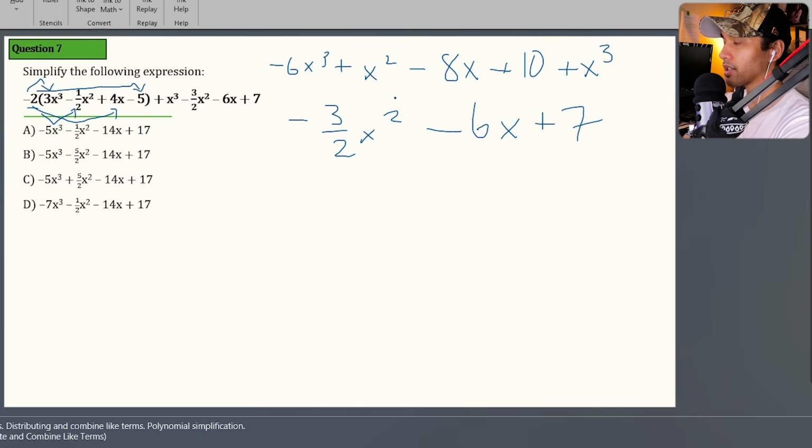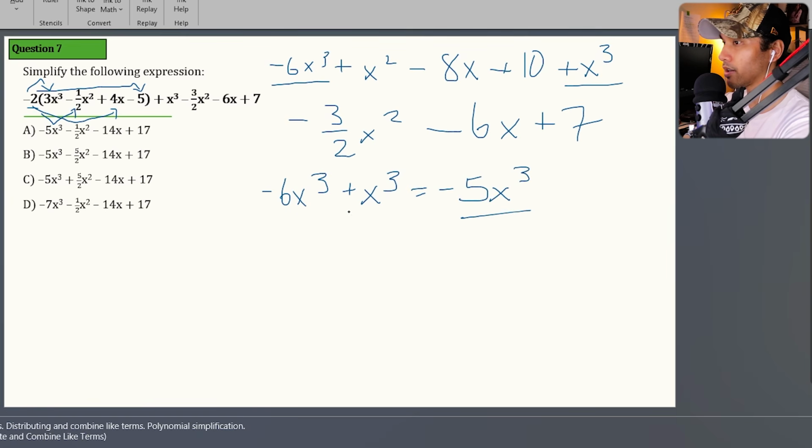Okay. So I'm going to write down the highest power, and I'm going to find the numbers that are of the highest power and combine them together. So -6x cubed and x cubed. And when we combine them, -6x cubed plus x cubed, that equals -5x cubed.